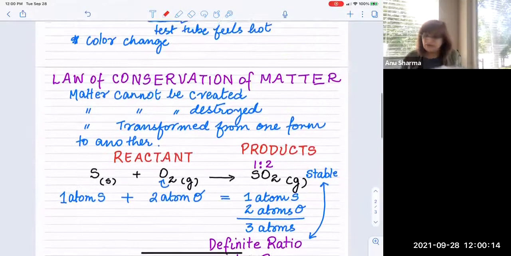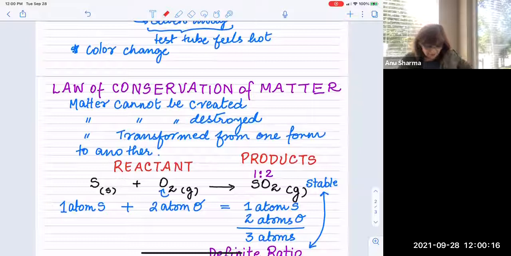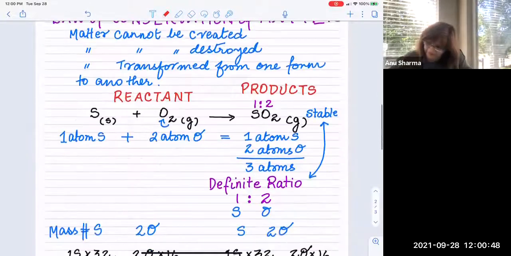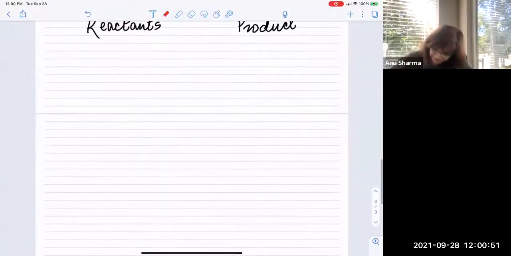All right, let's look at a few examples, and then we will look at balancing and the types of reactions. I'm going to combine them actually. Balance the following chemical reactions. First of all, let's look at balancing.